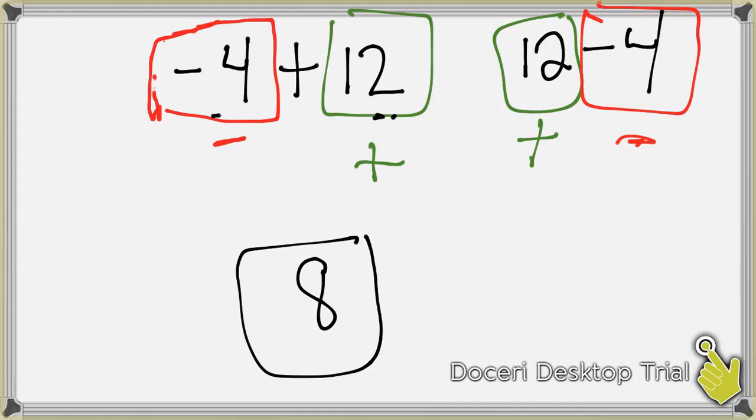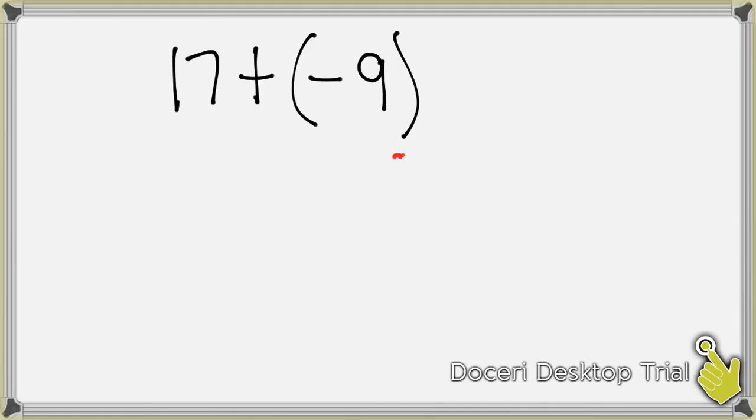All right. Let's do another one together. What if I say 17, actually let me do that in a different color. 17 plus, and then I'll put in parentheses, -9. Now, I know that the parentheses might look a little bit confusing, but the parentheses literally mean nothing. It's just separating the negative part from the plus sign.